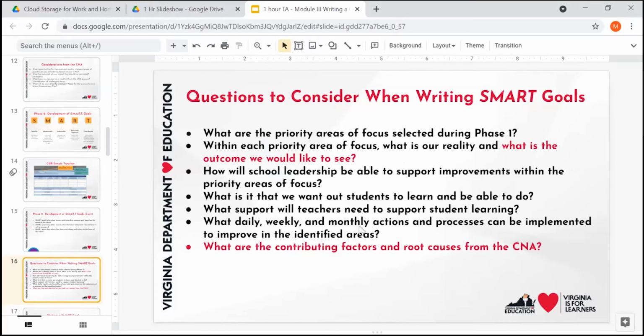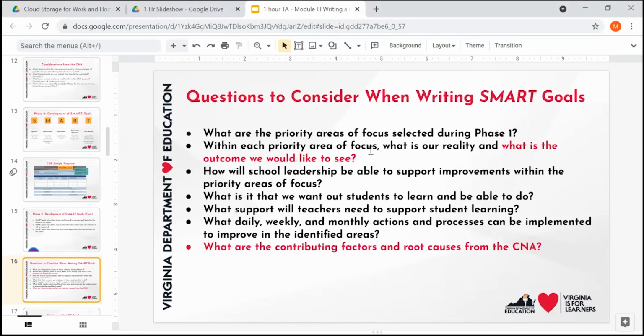We're back to those root causes. Within each priority area of focus, what is our reality and what is the outcome we would like to see? How will school leadership, remember, this is your role. You're the instructional leader. Anyone on this Zoom today, you're an instructional leader. This is what you can do. How will you be able to support improvements within that priority area of focus?